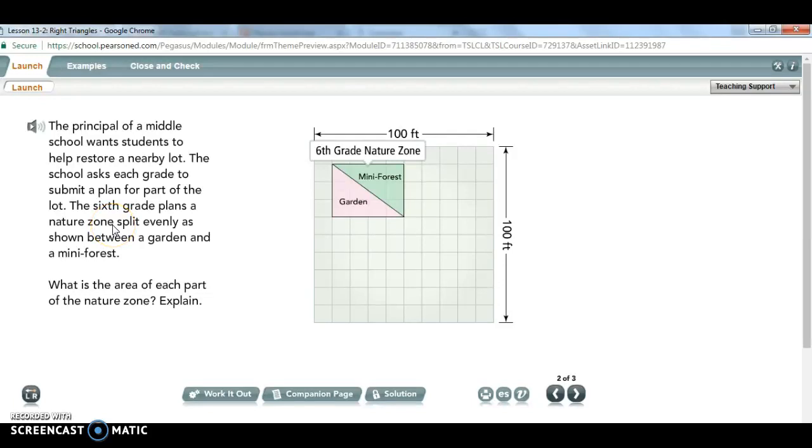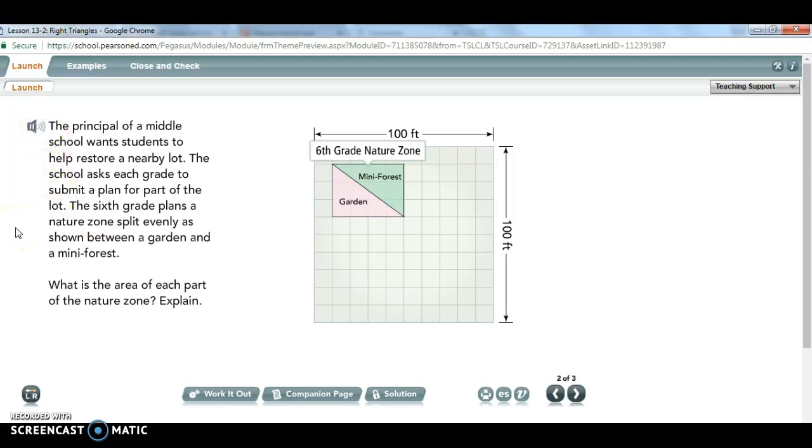We are now in lesson 13-2. We're going to be talking about area with right triangles. We'll start off with the launch problem. Try your hardest. If you're spending more than 5 minutes, you just need to move on. I will show you the answer in a moment.